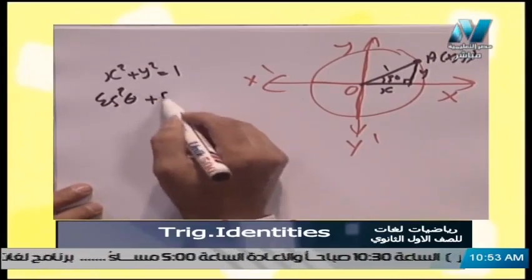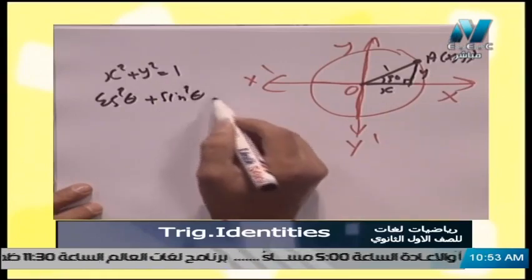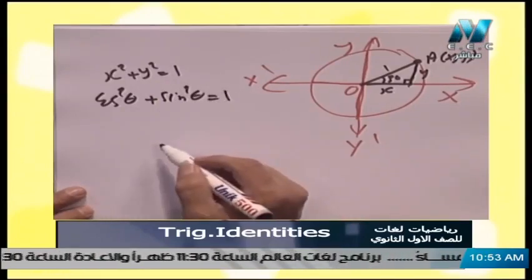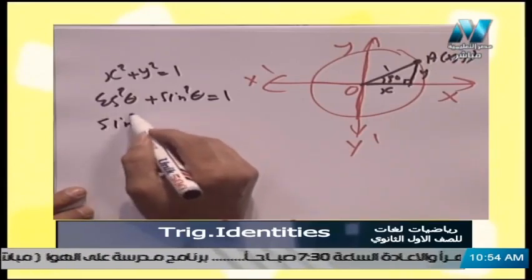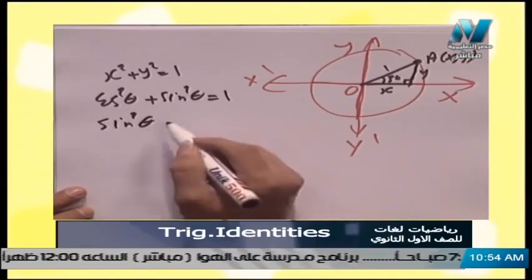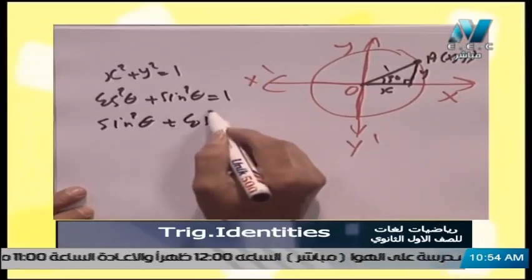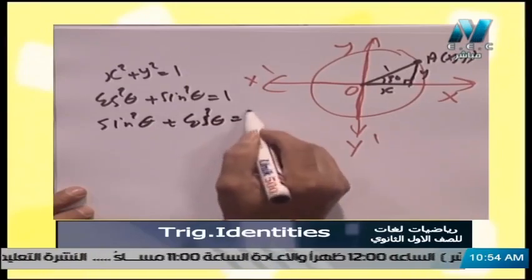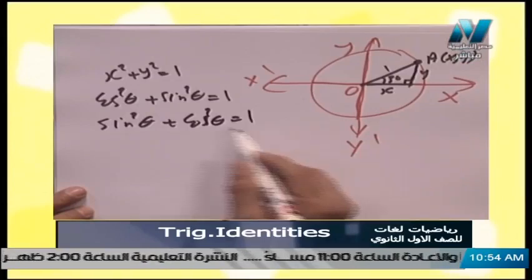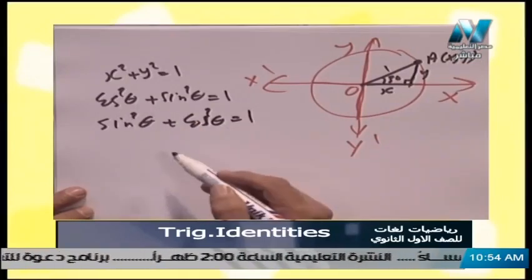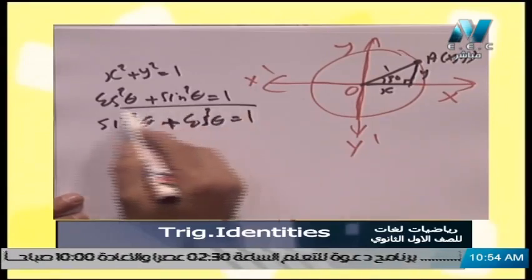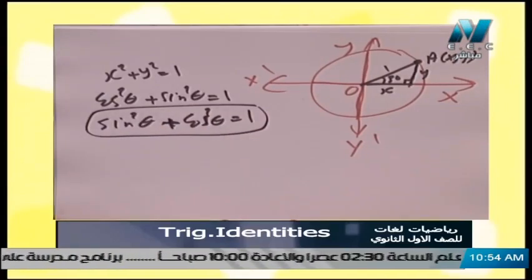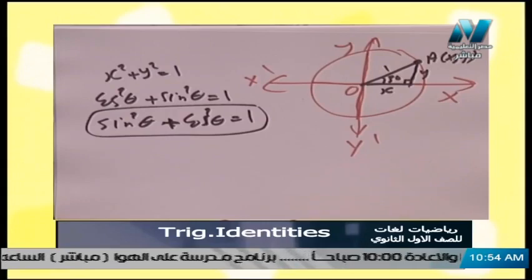Y equals sine power 2 theta. They are equal 1. We can write it like that: sine power 2 theta plus cosine power 2 theta equals 1. It doesn't matter to exchange these two numbers. It's the same because we have plus here. And this identity is very important for us to solve some trig identities.